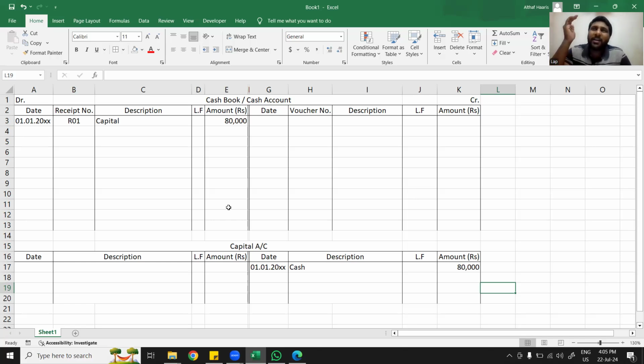For your capital account, 3 or 4 lines are enough. No need for a receipt number or voucher number there; they are only for the cash book. Normal T accounts, we learned when we were doing the double entry: date, description, ledger folio, amount.